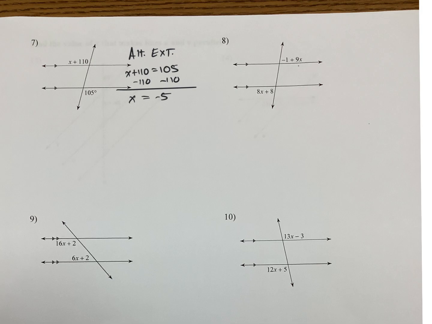Again, you have alternate exterior angles. So they're equal. Those are both acute angles. Notice they're both less than 90. So they are equal. 8x plus 8 is equal to negative 1 plus 9x. And so, put your letters on one side. I noticed that if I subtract 8x from 9x, that'll give me a positive x on the right.